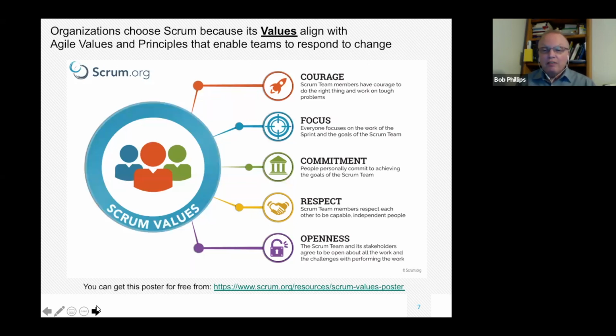So there's 5 values here. And what I'm going to do is we're going to go into details about each one of them. We're going to talk about courage, focus, commitment, respect, and openness. And these values really help the team work better together if you keep on reminding the team of the values and see where you're standing.